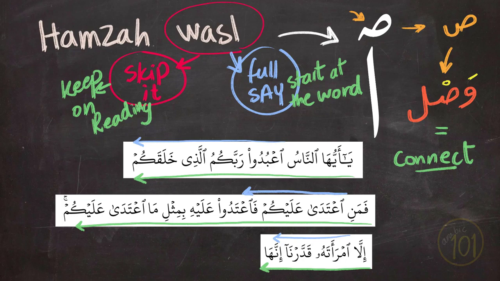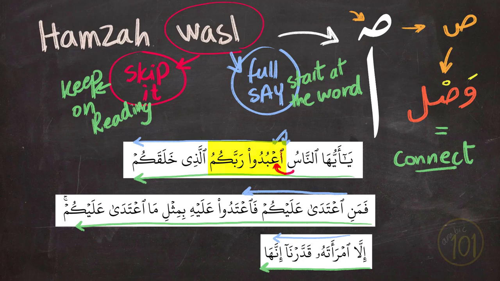Now as you can see, when I kept on reading, I did not pronounce the Hamzat Wasl, like in the word u'budu. And when I kept on reading, I said, يا أيها الناس اعبدوا. So I connected the seen right to the ayn. But when I started at the word اعبدوا, I had to pronounce the alif completely, like so.